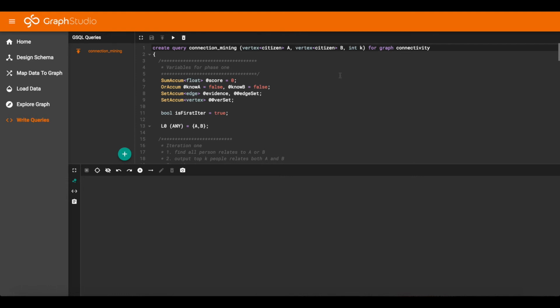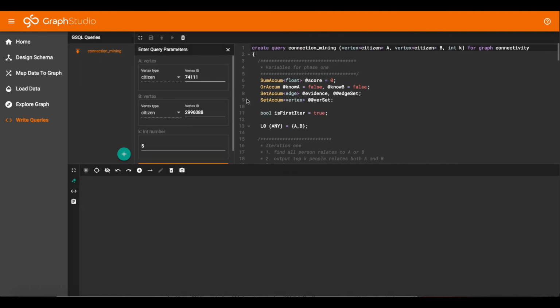The first group is persons who know both A and B. The second group is persons who each have two connections, one to a person who is connected only to A, and another connection to a person who is connected only to B. So we're looking here for more distant relationships.